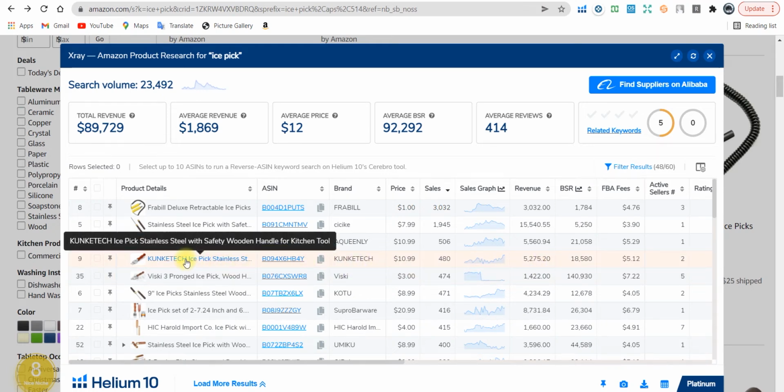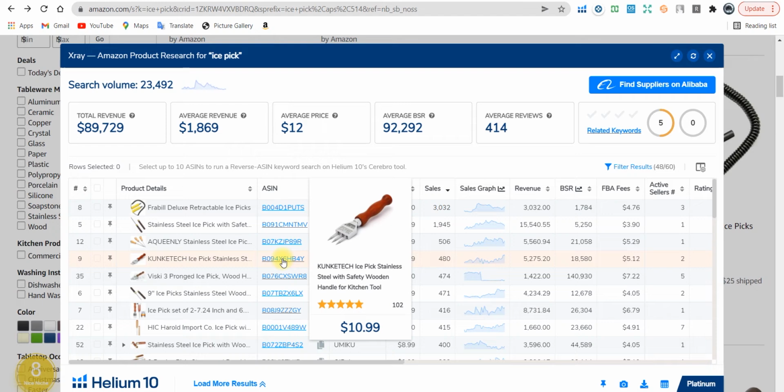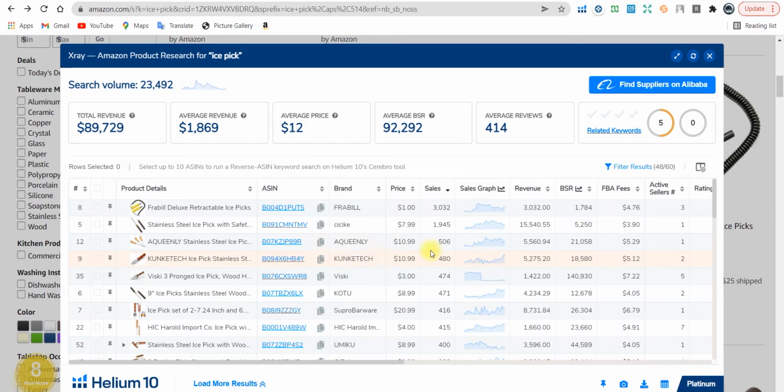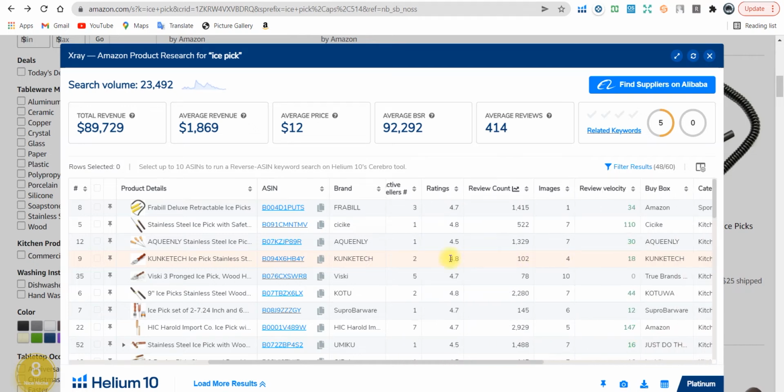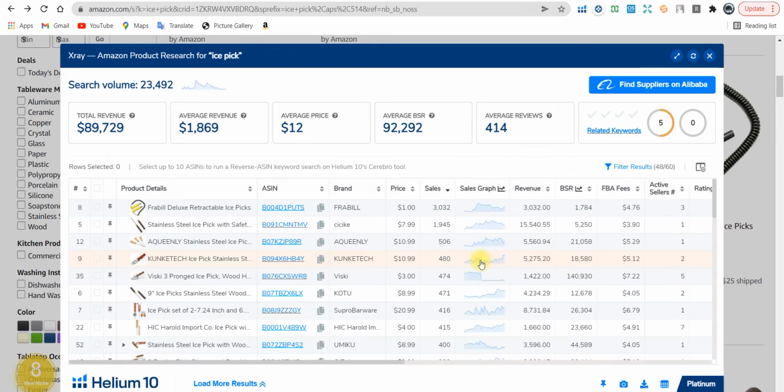This listing is selling 80 units, and those are reasonable sales. You can see the price is also very good, and it's just one piece, but this design is different, so you will have to copy this design, right? And the rating is also good, and a plus point is that this seller has just 102 reviews, so we can compete with this listing very well, right? We can select this one as our competitor.